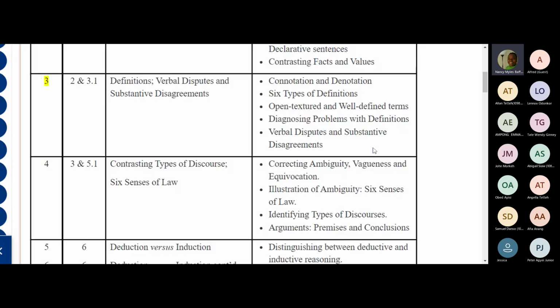We diagnose problems with definitions. I showed you, "development is to develop the nation." There's something wrong with that way of giving meaning. You are just repeating yourself. You see the label for that, and so on and so forth.